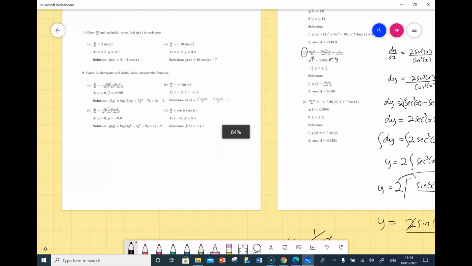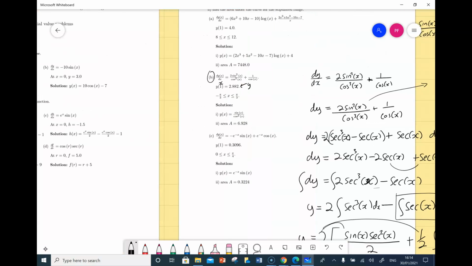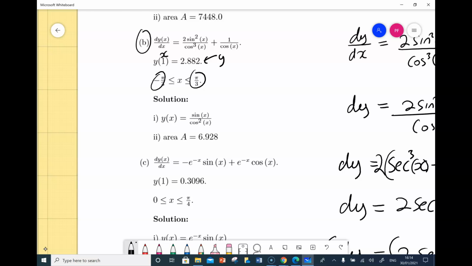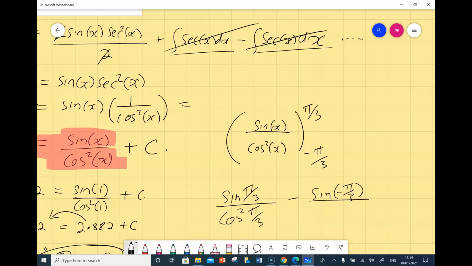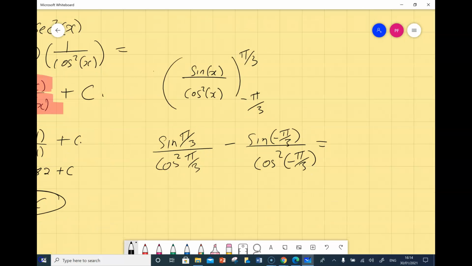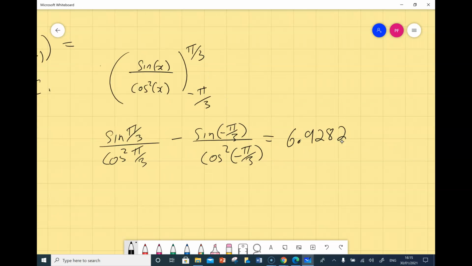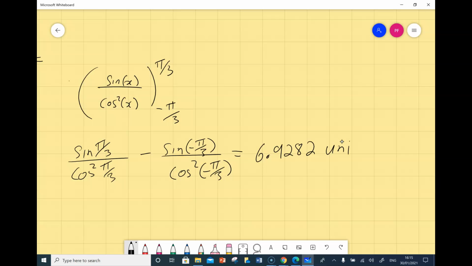So we'll just check our limits here. Our limits for this question are minus pi over 3 and pi over 3. Brilliant. So plug those in. So sine of pi over 3 over cos squared of pi over 3. Be careful putting that into your calculator. Put it as cos of pi over 3, all squared, with brackets around it. And minus the sine of negative pi over 3 over cos squared of negative pi over 3. Okay, when we calculate that, you get 6.9282. So the integration, putting in my limits, that's my area under my curve, and that's in units squared.